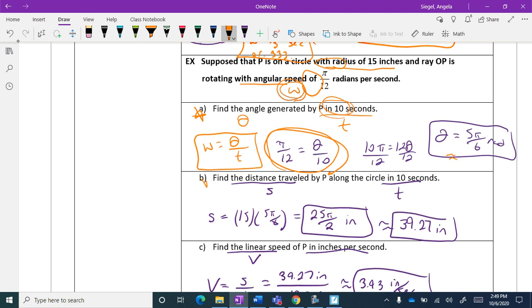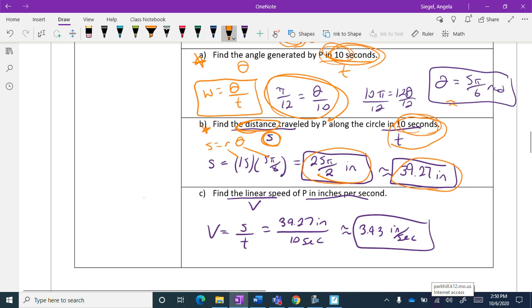And so on this one, on B, find the distance, that jumped out at me as S. So I just plugged it in. At first, I was trying to figure out what to do with this T, but we've already figured that out up here. So that theta is representative of after 10 seconds. That's the angle measure it made anyway. So I did S equals R theta here. I just plugged in, this is R, this is theta, and here's a fraction, here's a decimal. Either one is just fine. B is linear speed, so I used this formula, and I already had S, and I already had T, so I just simplified it.